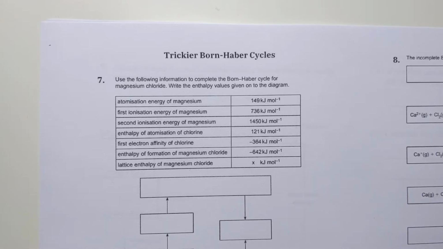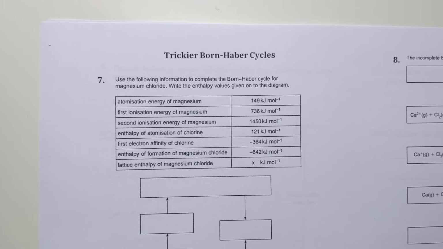So from question 7 onwards, we've got what we might consider slightly trickier Born-Haber cycles, just because they're not 1 plus 1 minus ions in the lattice. We've got some examples of group 2 ions in the lattice. Doesn't change the Born-Haber cycle that much, but there's a couple of wee pitfalls you can fall into, and it doesn't really change the style of the questions. A lot of them are still about just calculating the lattice enthalpy.